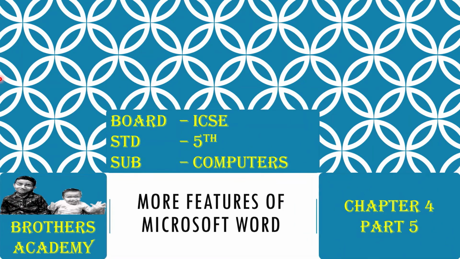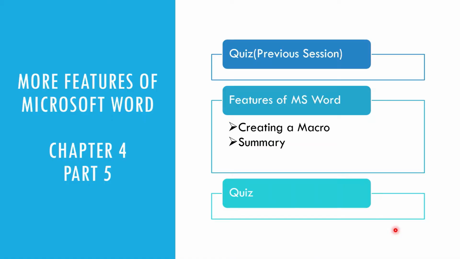Today we will talk about Chapter 4, More Features of Microsoft Word, Chapter 4 Part 5. In today's video, we will discuss the questions raised in the previous session, followed by one of the features of Microsoft Word, which is creating a macro, and then we will summarize this chapter. Finally, we will end the session with a short quiz.